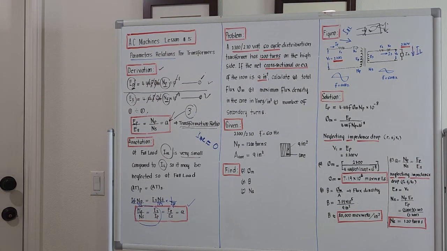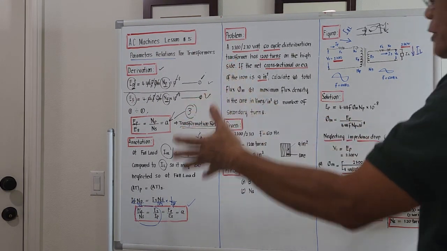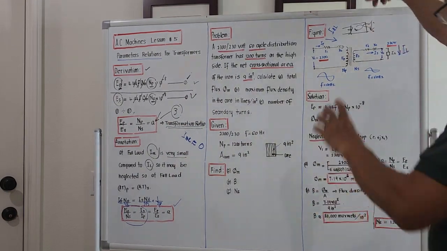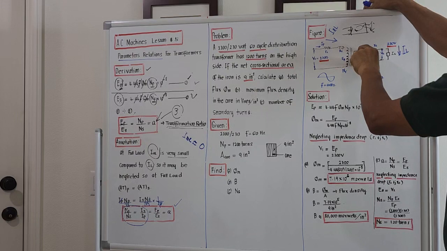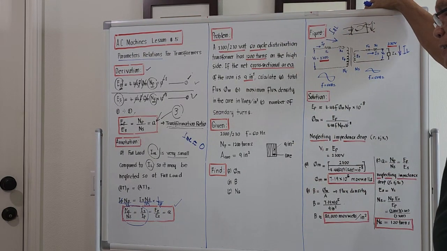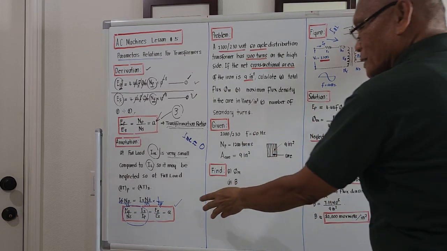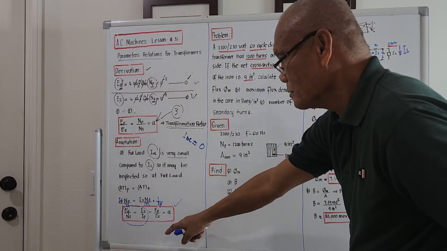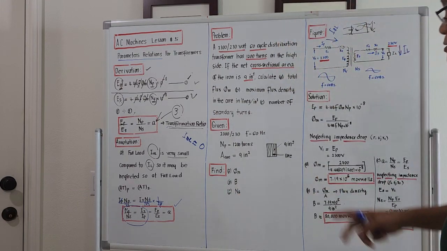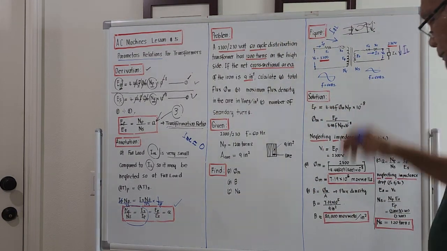Example problem. At least we now know how to compute for the induced voltage on the secondary. What are the other things? The computation of the ratio of transformation, which involves the equations. Okay, let's try to bring out an example problem.